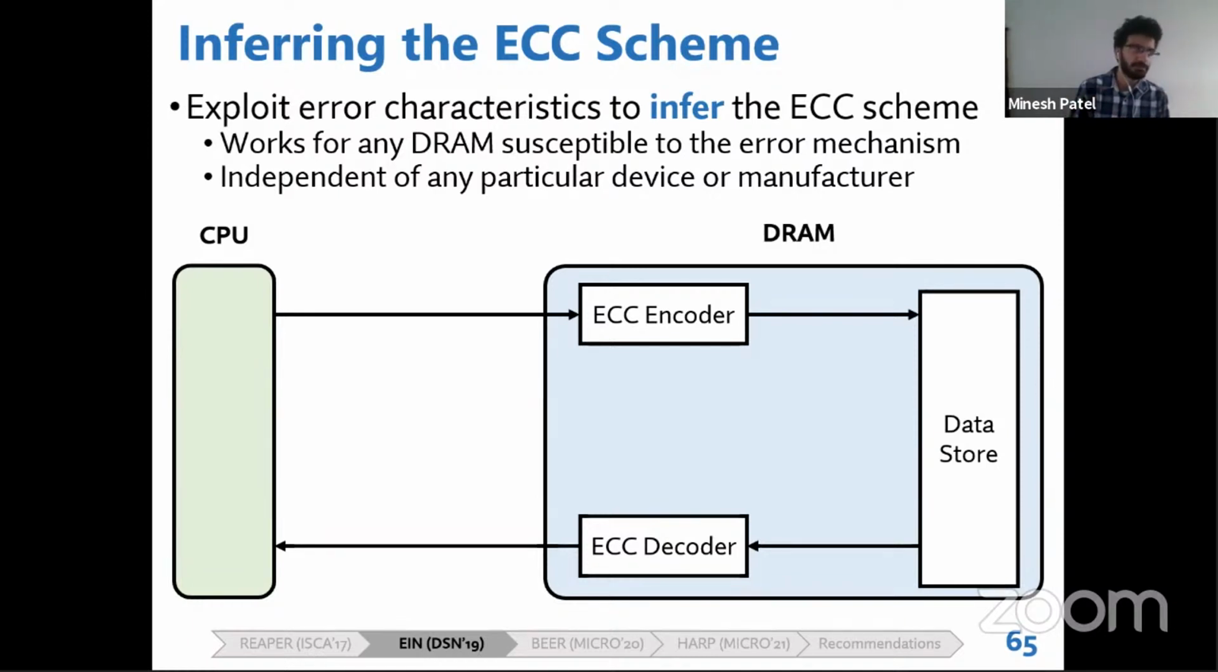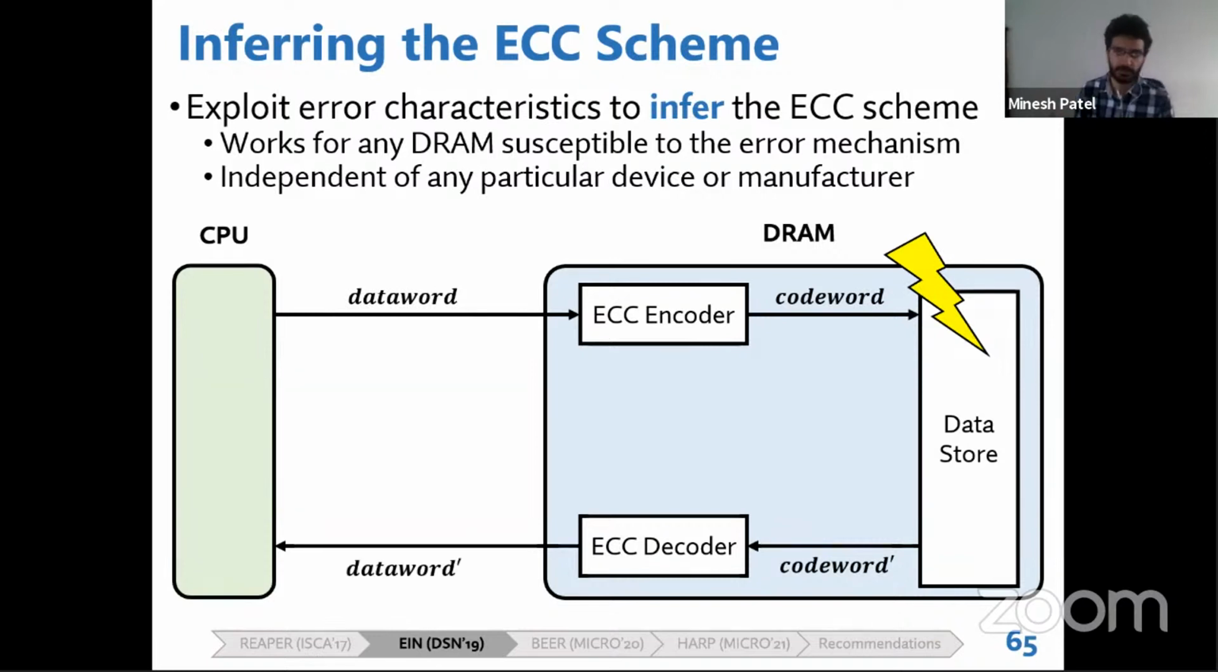Let's say the CPU, when it does a write operation, writes a data word to the DRAM device. This data word passes through the ECC encoder to be encoded as a code word, and the code word is what's actually physically stored in the data store. Now let's say that some errors occur within the data store, for example, data retention errors. When the CPU performs a read operation, it reads out what we refer to as the code word prime. Here the prime refers to the potential presence of errors within the code word. This code word prime is then decoded by the ECC decoder, and a data word prime is returned to the CPU.